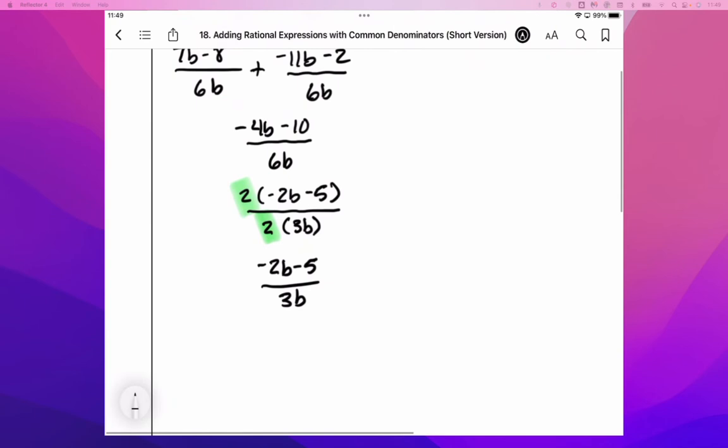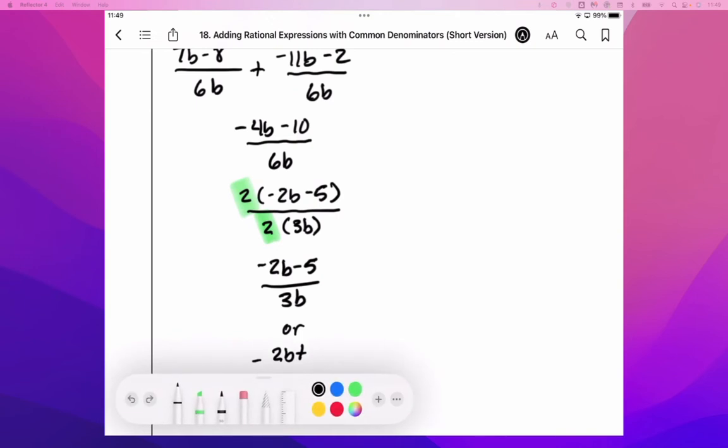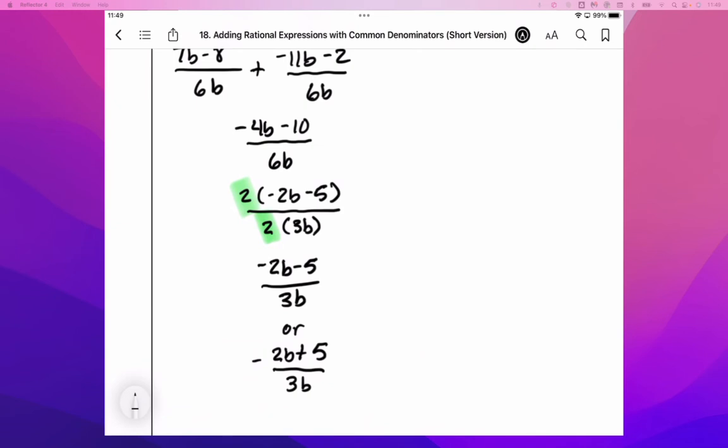The other way to write it, if you prefer to do it this way, is to put the negative sign in front. So you're basically factoring out the negative sign. And then that makes it 2b plus 5. And we got to be really careful about where we put that negative sign. So I'm actually going to have to move it over 3b. And it's super important if you do this, that you put that negative sign immediately in front of the fraction bar, so that you know that that negative is being applied to that whole thing.